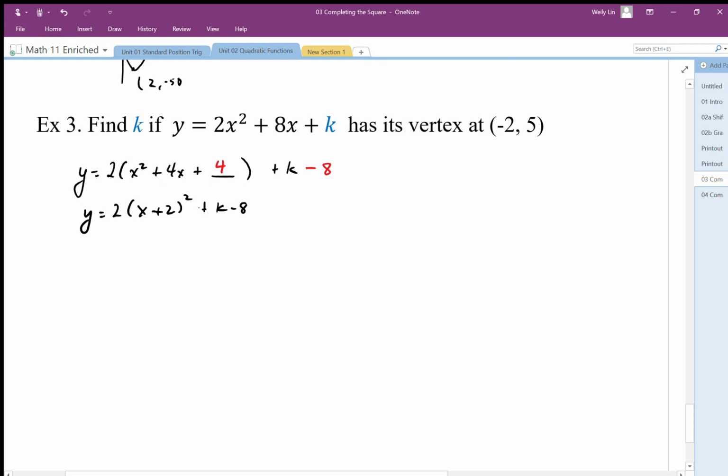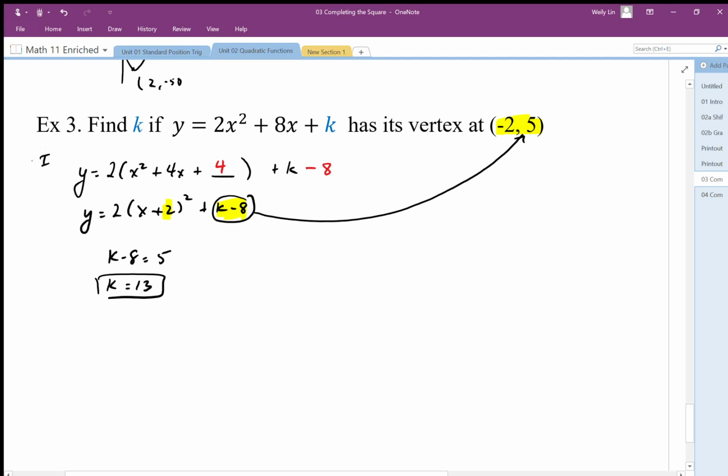Well, how does this help me? This helps me because that, I know, must be connected to the y coordinate of the vertex, because we know that these 2 values give us the values of the vertex. So if k minus 8 equals 5, then I know that k must be equal to 13. So there's my answer. Okay. So that's one way to do it. We can complete the square and relate this general form to its vertex form.